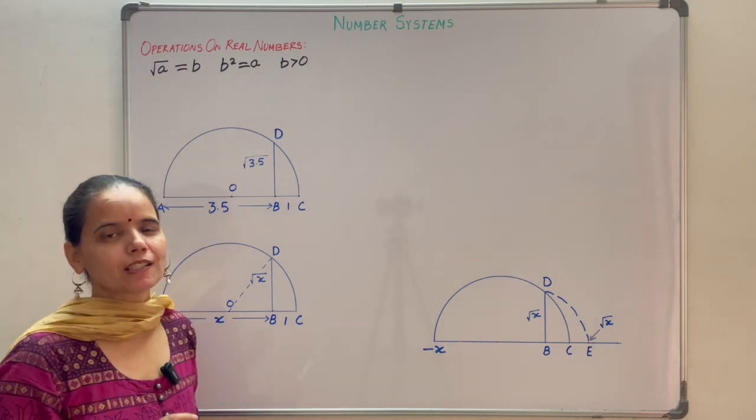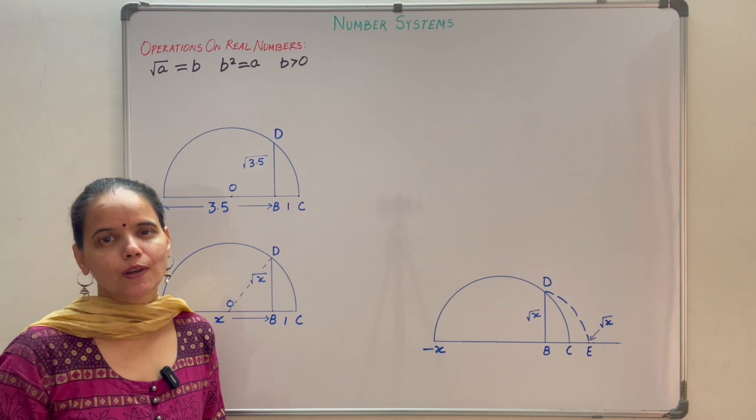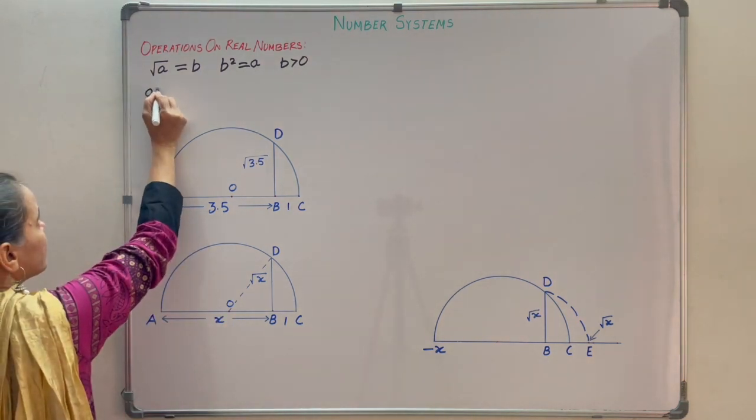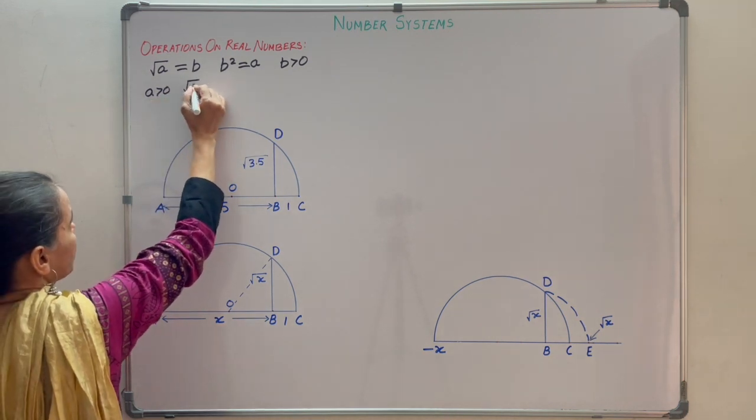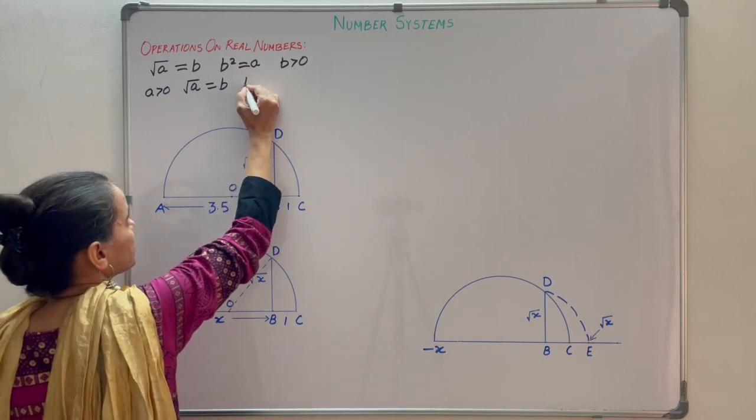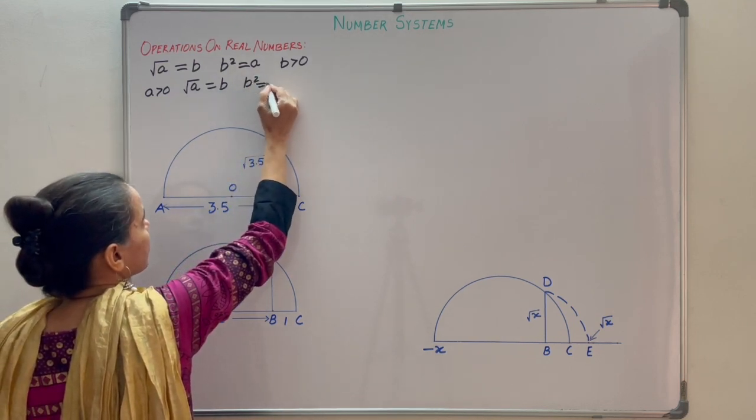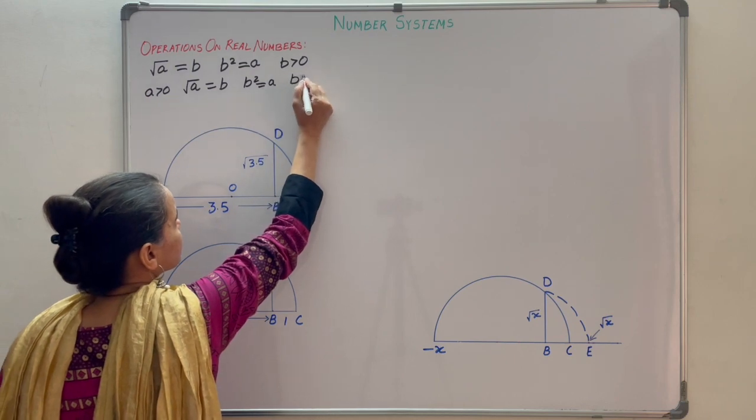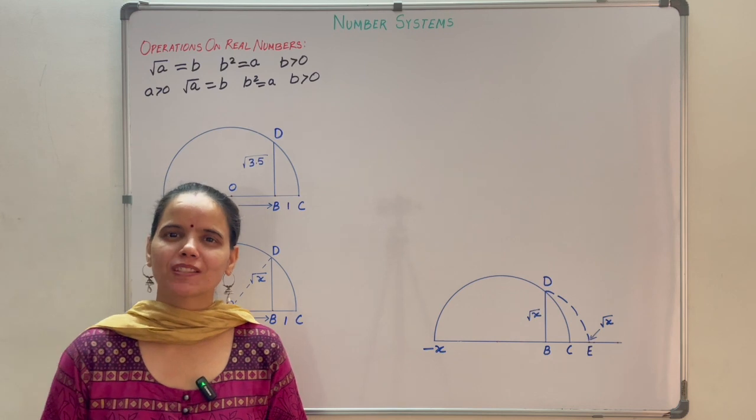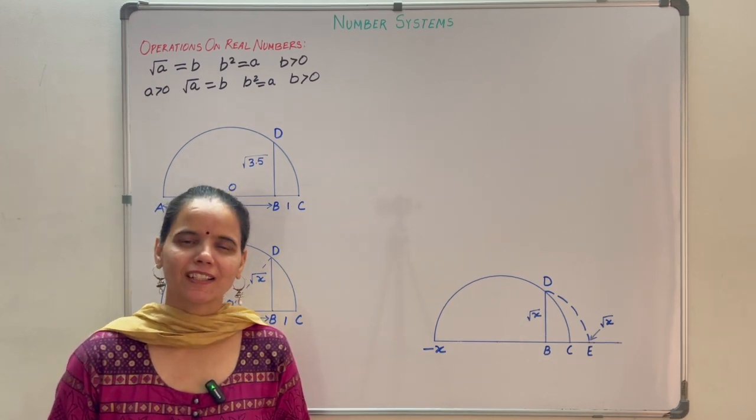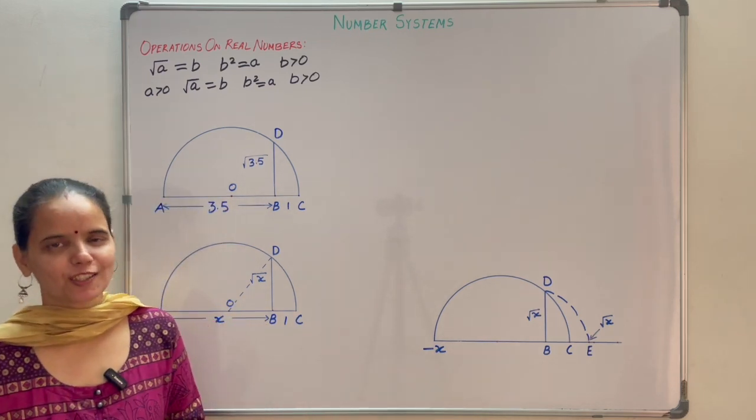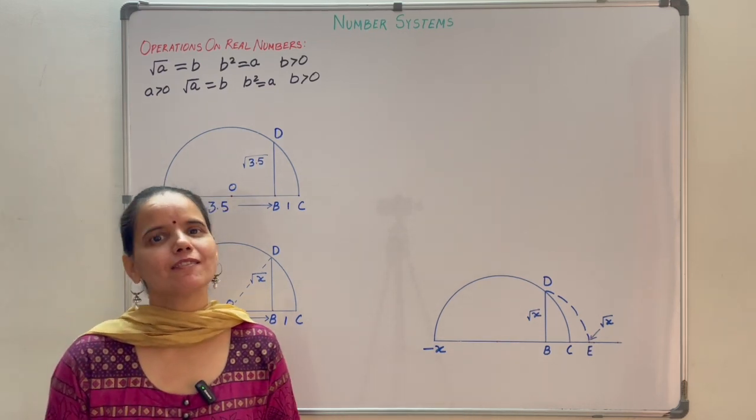The same definition is extended for real numbers as well. So let a be a real number, and here a is greater than 0. So square root of a is equal to b, which means that b square is equal to a, and here also b is greater than 0. Earlier in this chapter, we have seen how to represent root n on the number line, where n is a positive integer. Let us now see how to represent root x geometrically, where x is a positive real number.